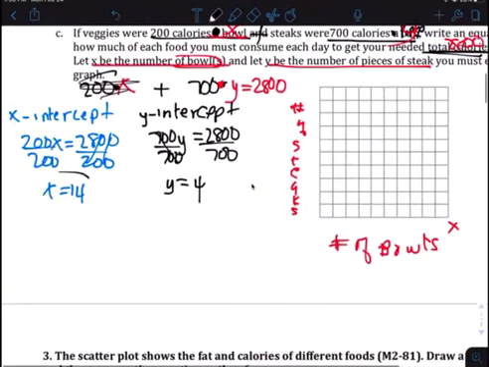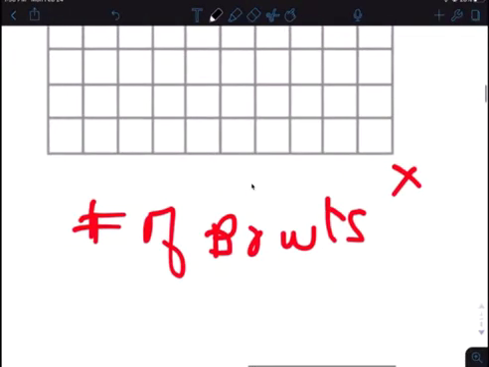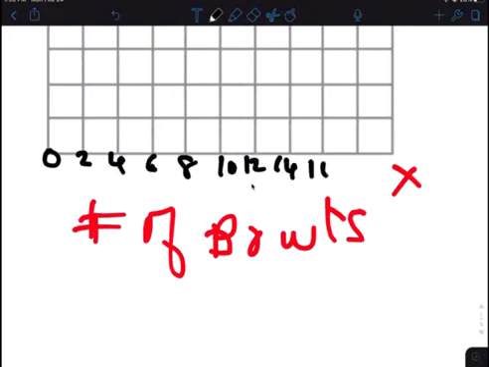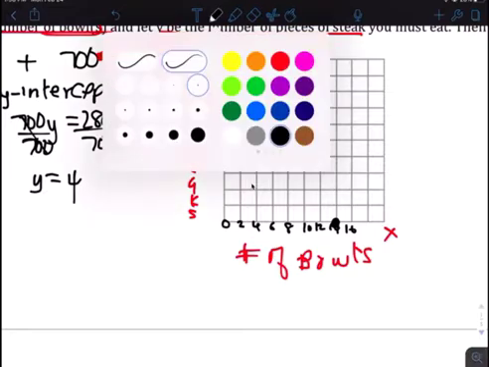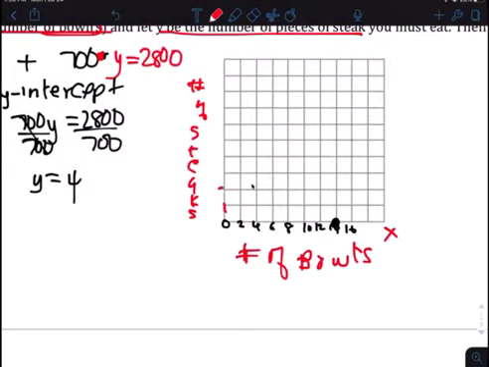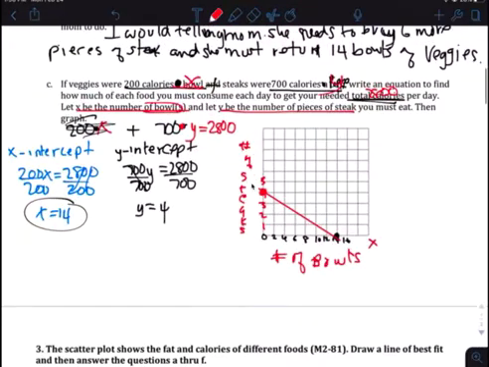So let's graph. X is 14. So we're going to label x by 2s: 2, 4, 6, 8, 10, 12, 14, 16. Y is 4, so we can number the y by 1s: 1, 2, 3, 4, 5. Connect the dots. That's your graph.